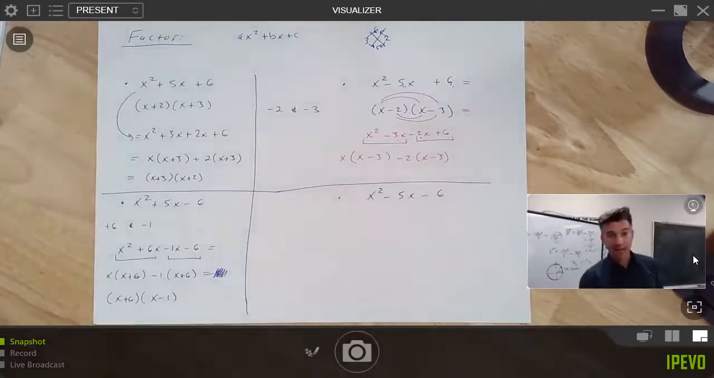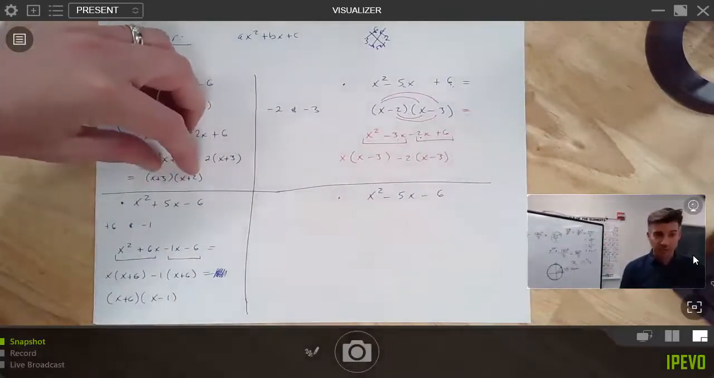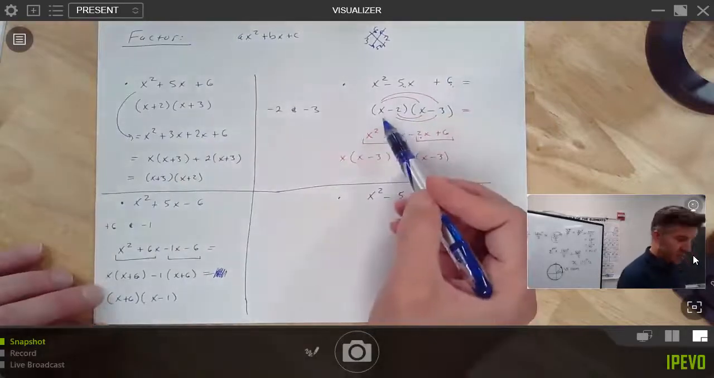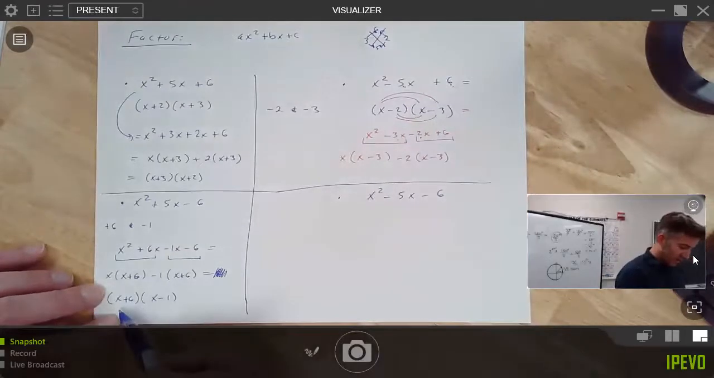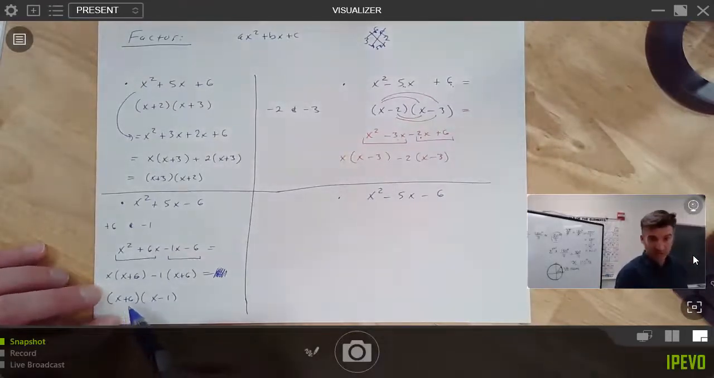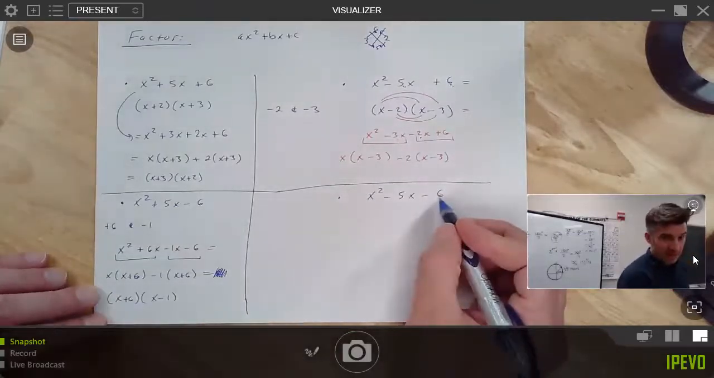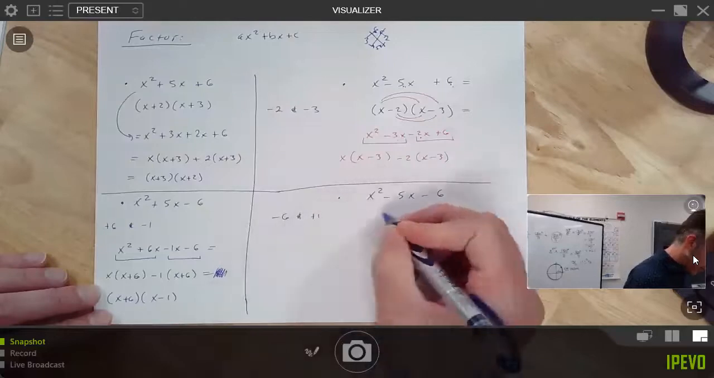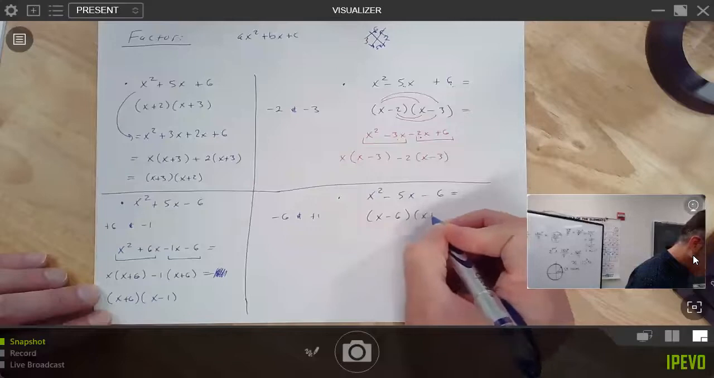If I was setting any of these equal to 0, like this first one, the solutions would be -3 and -2. And if I was setting this one equal to 0, the solutions would be +2 and +3. If I was setting this one equal to 0, the solutions would be x equal to -6 and x equal to +1. And this one, I'm looking to multiply to -6 and add to -5. So I want -6 and +1. And this is going to factor as x minus 6 times x plus 1.